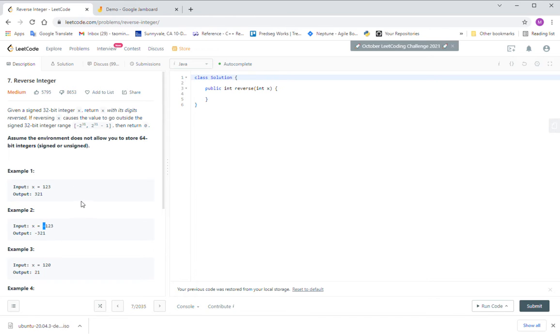The requirement is you can only use the 32-bit integer, so you cannot use a 64-bit integer. So you cannot convert this one to a long and then calculate. So the challenge is here. Let us analyze how to solve this question and write the algorithm.